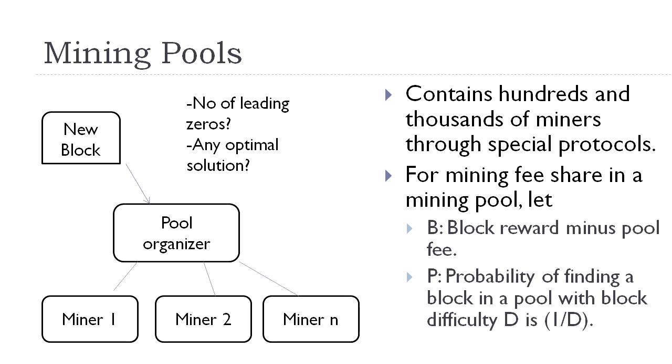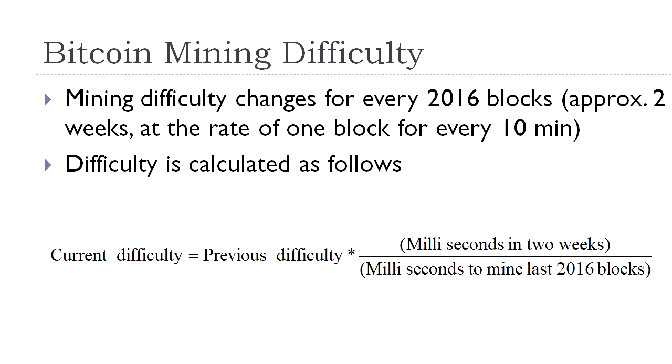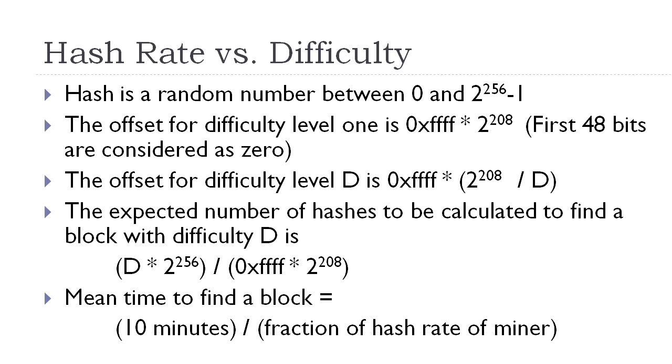The probability of finding a block in a pool with block difficulty D is 1 by D. If the difficulty is too high, then the probability of identifying a block is also very low. So everything depends upon the difficulty level. If the difficulty increases, the probability of identifying the block decreases.